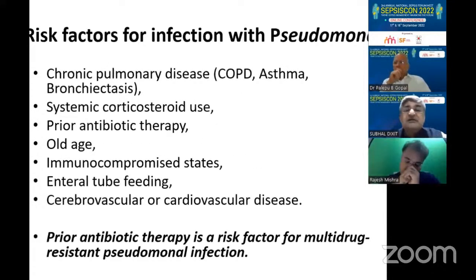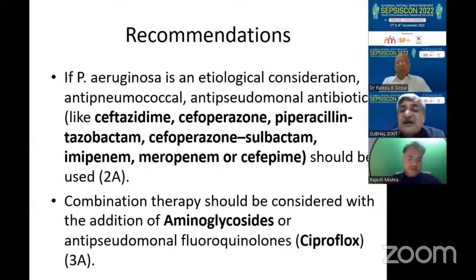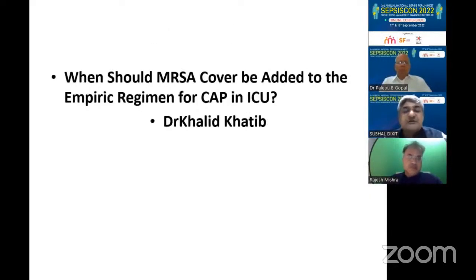Thank you, Rajesh. The risk factors, what you already covered, are that those patients who have COPD, asthma, or patients who have used antibiotics before, or those using steroids, or those who are immunocompromised, there is a chance for multi-drug resistance of pseudomonal infections. And exactly what Dr. Rajesh Mishra covered, you would like to use ceftazidime or cefoperazone or piperacillin-tazobactam or cefoperazone-sulbactam along with imipenem, meropenem, and of course sometimes a combination with aminoglycosides or anti-pseudomonal fluoroquinolones should be considered.